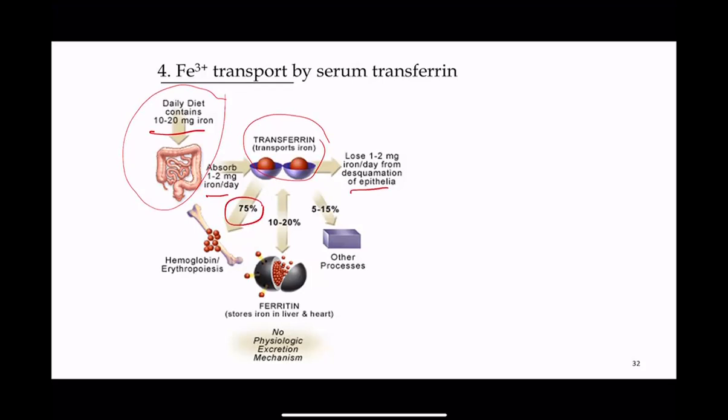A large portion of that will bind to the hemoglobin. That's how we're able to breathe. A good portion of this will get bound to ferritin. That's how we store iron. And a good portion of this is going to get utilized for enzymatic processes.